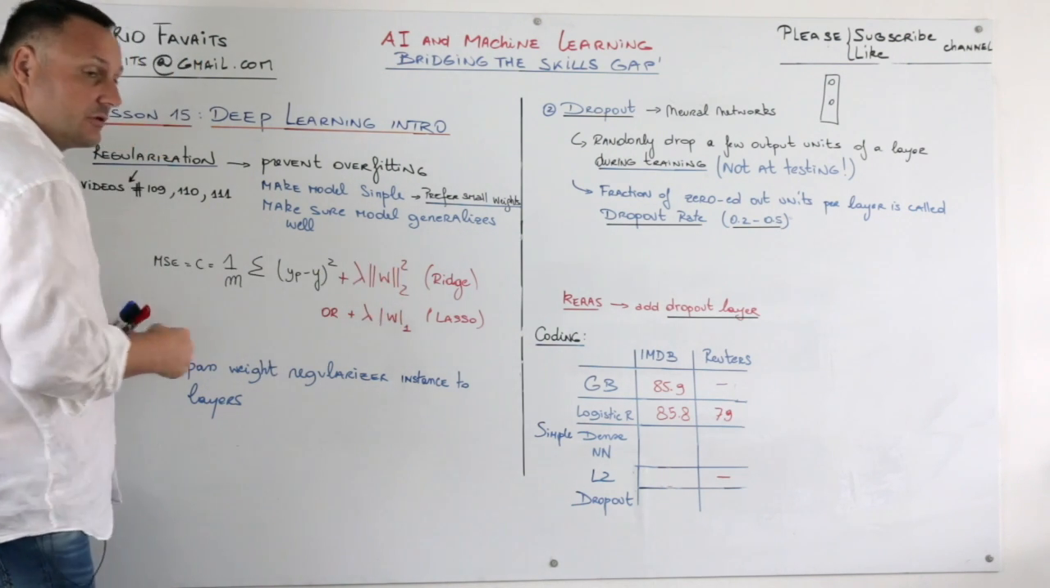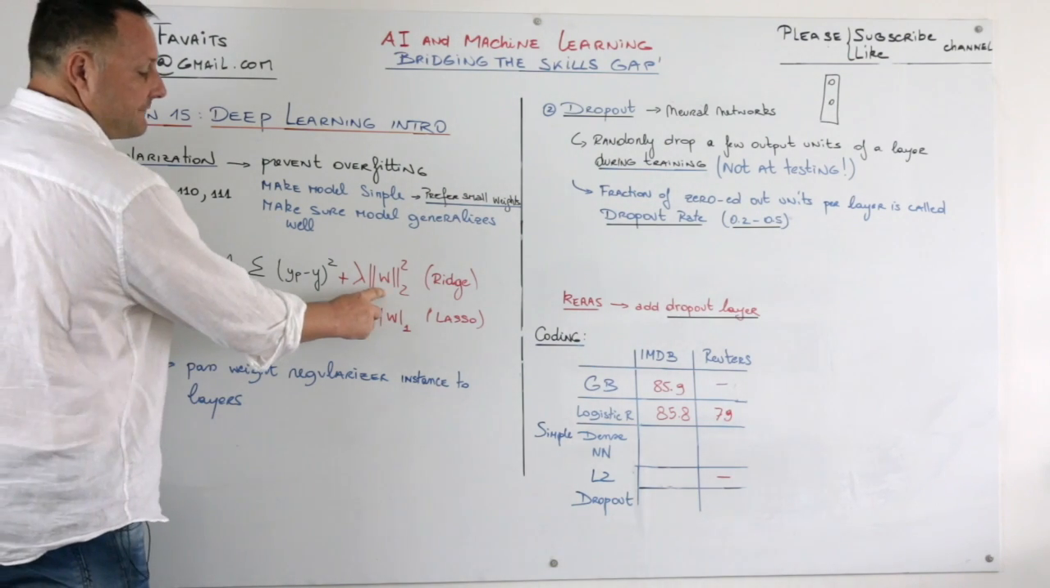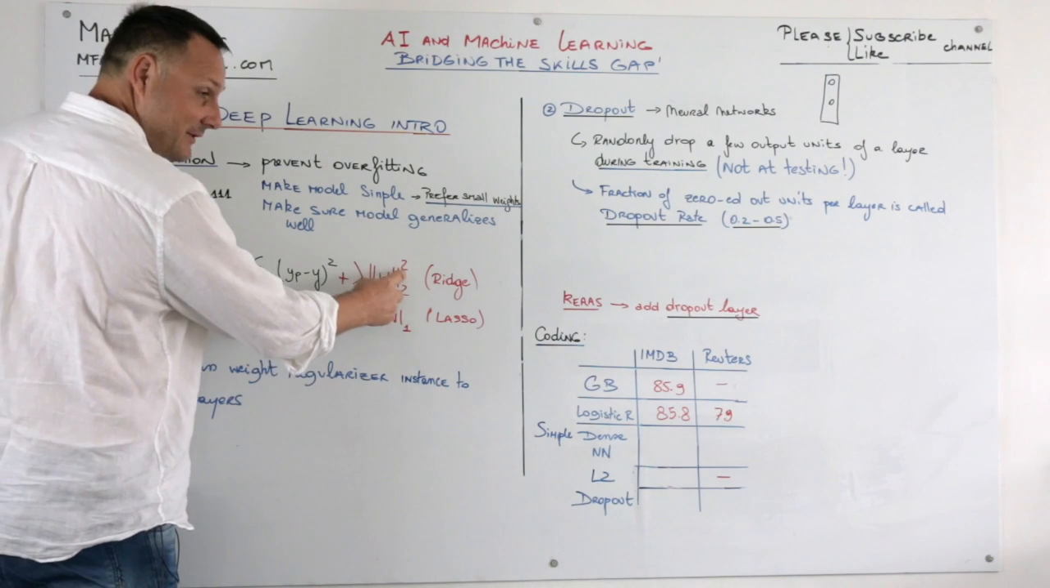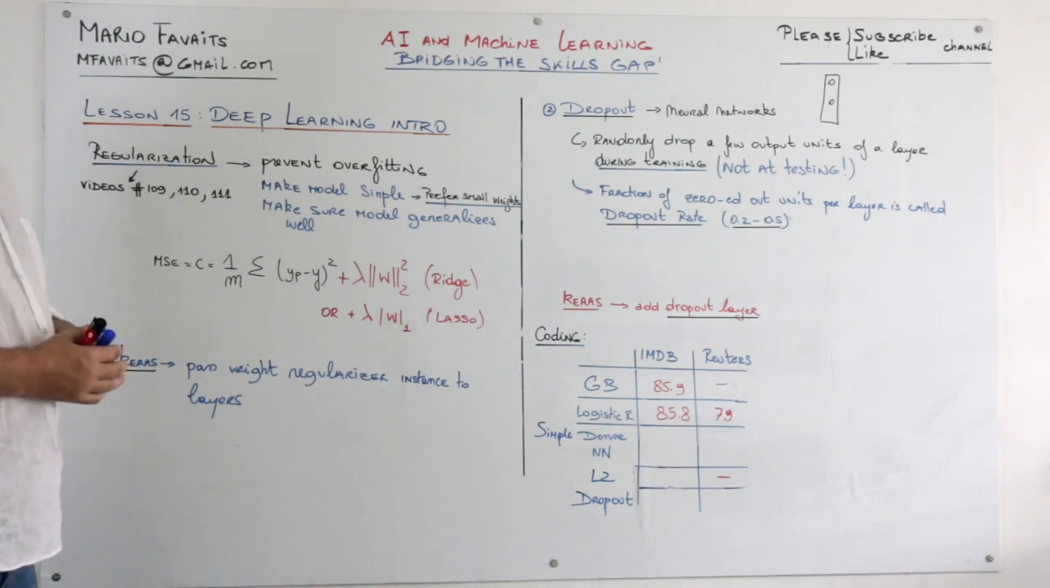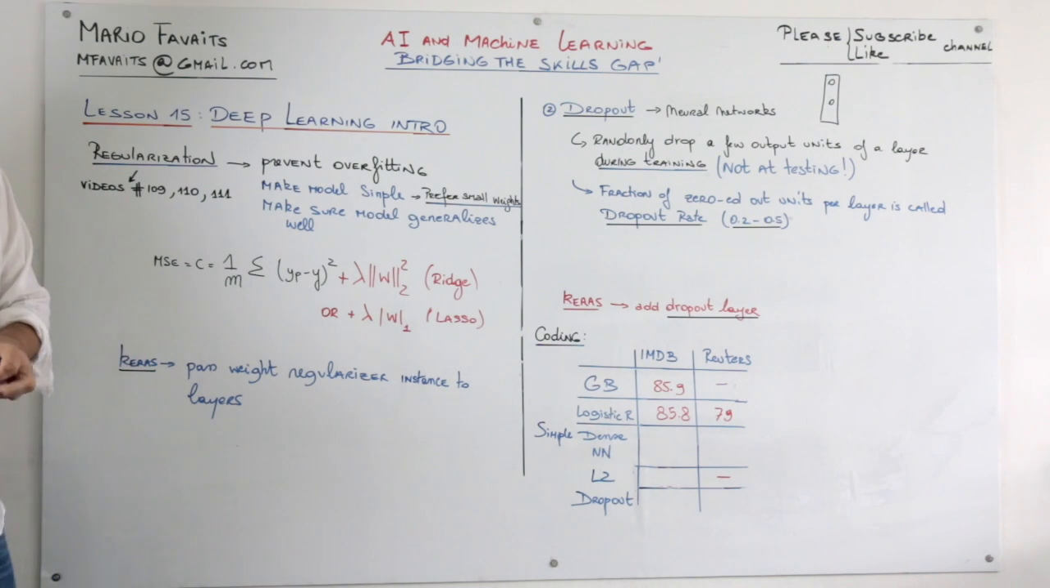The 2 on the top is squared. So if you have a weight that is larger than 1 and you square it, you're going to penalize it. And that's exactly what this term seeks to do.